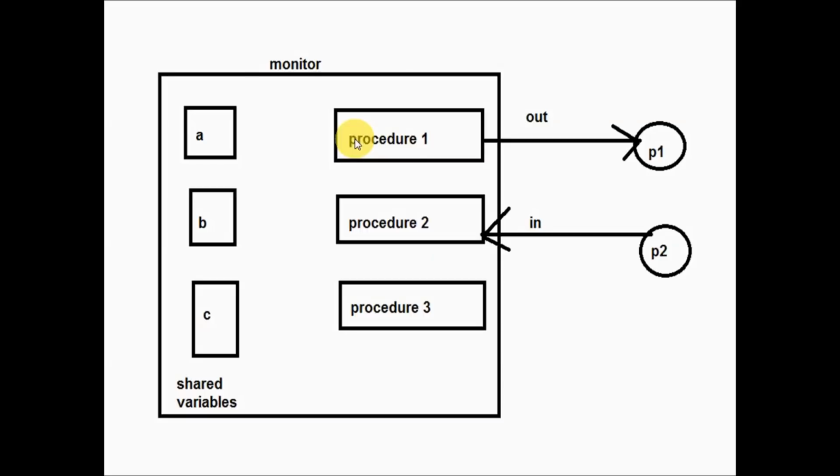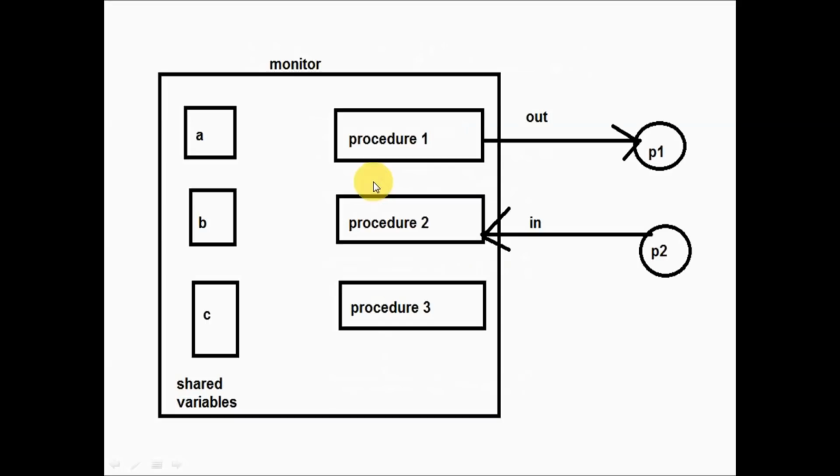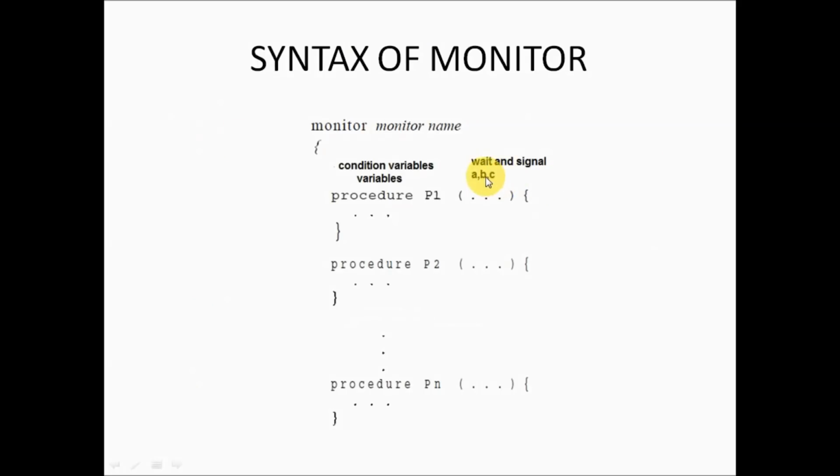Now I will explain the syntax of the monitor. So see here, this is the syntax of the monitor. This is the monitor name. You can give any name to the monitor. A monitor contains two types of variables: condition variables and ordinary variables. What are those ordinary variables? I'm using these variables A, B, C, right? Those variables will be there, so these are the ordinary variables.